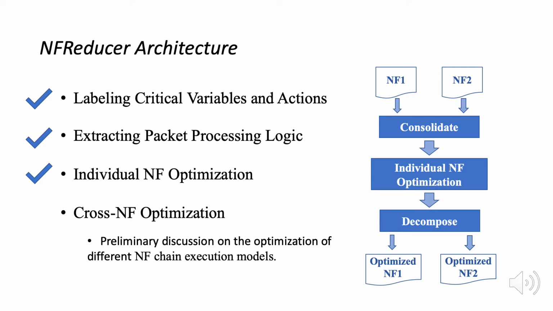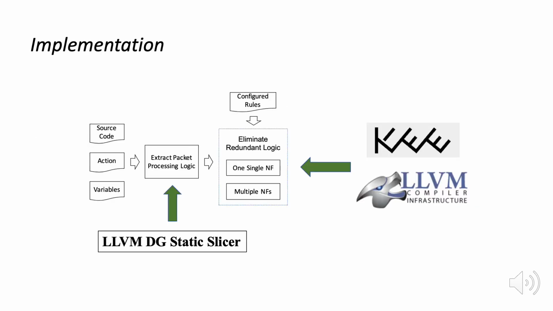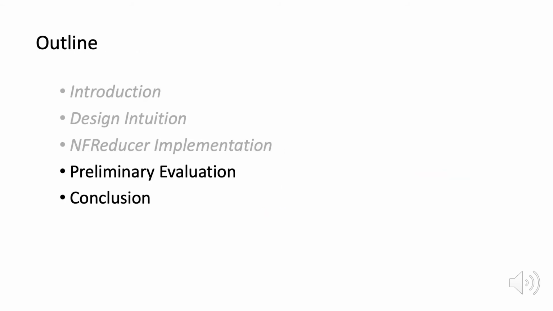As for cross-NF optimization, NF Reducer applies the individual NF optimization methods on the consolidated program, and we have a preliminary discussion on the optimization of different NF chain execution models in the paper. We use an open-source static slicer called LLVMPDG to do the program slicing job, and we use KLEE as our symbolic execution engine, and we implement the compiler optimization methods on the LLVM platform. Let's see the evaluation part.